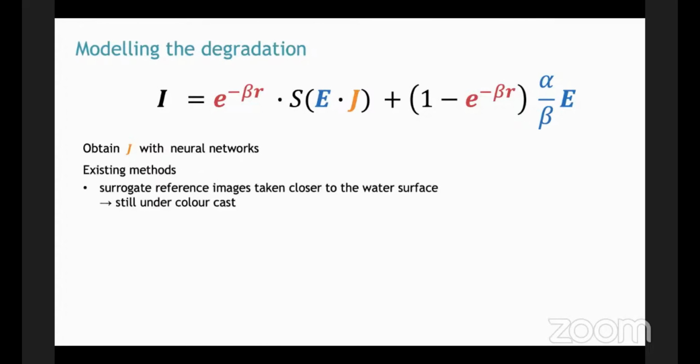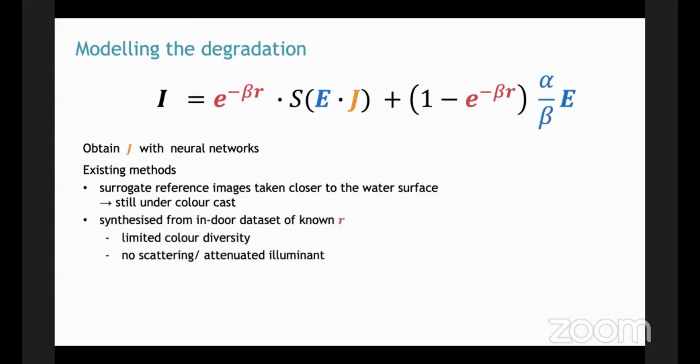So the existing trend in neural networks is to either use surrogate reference images that are taken closer to the water surface, however they're still under a substantial color cast, or to synthesize the degraded image from indoor data sets with known range using the equation that you've seen here. But those indoor data sets have very limited color diversity, and in most cases none of these methods actually model the scattering or the attenuated illuminant. The thing with neural networks is that your trained network is only as good as your training data.